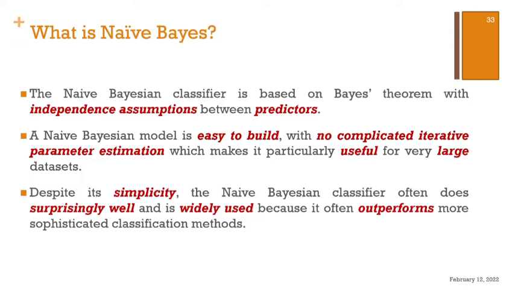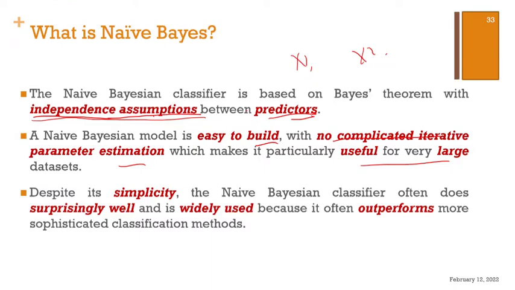Now, we said the Naïve Bayesian classifier is based on Bayes' theorem with independence assumption between predictors. This is the simple secret behind Naïve Bayes. It means deal with X1 independent of X2, just assume that they are not affecting each other, which in reality they do, but there's nothing we can do. Naïve Bayesian models are easy to build with no complicated iterative parameter estimation, which makes them particularly useful for very large data sets.